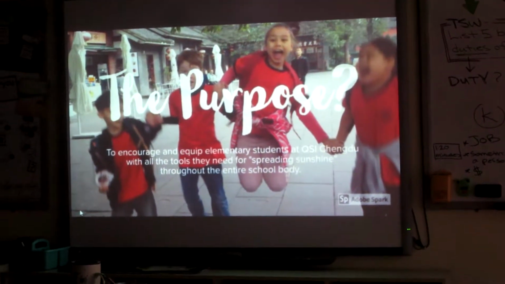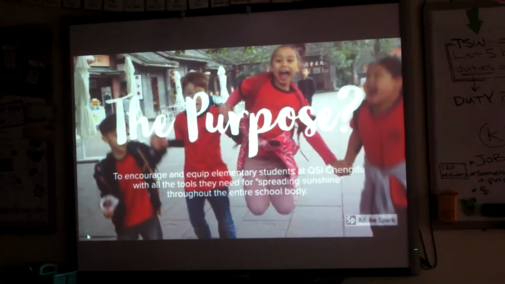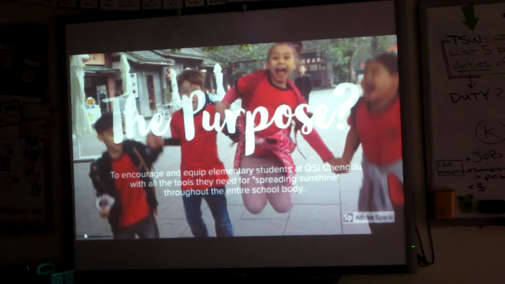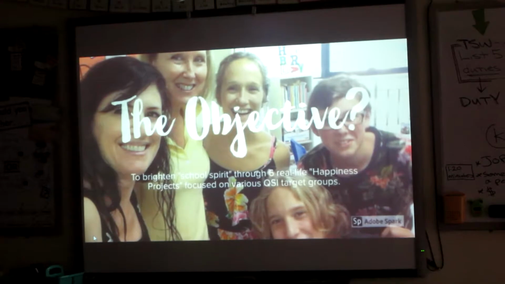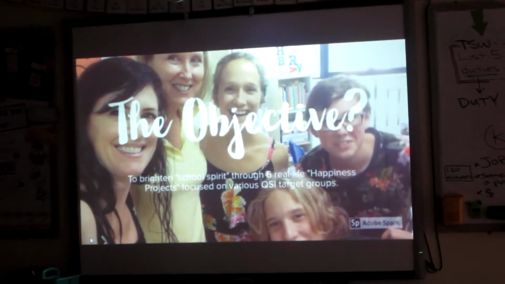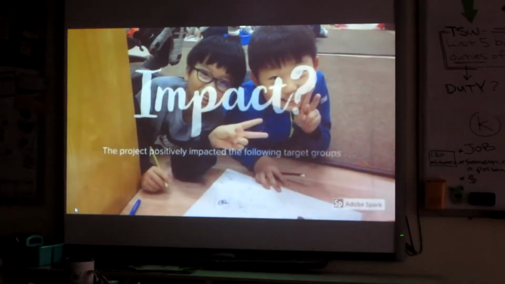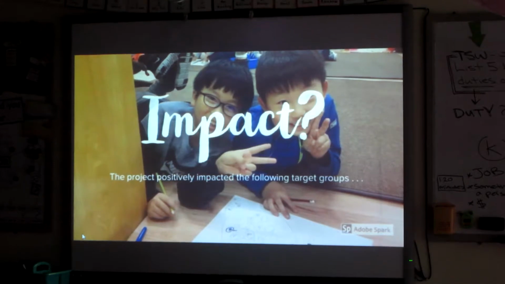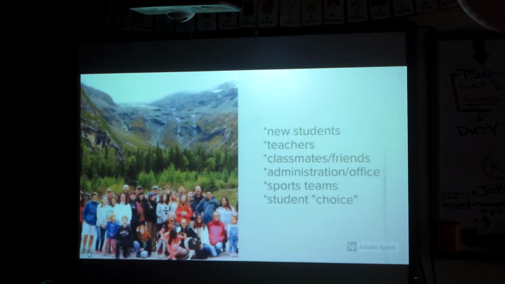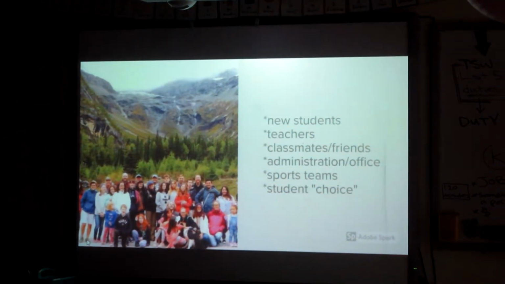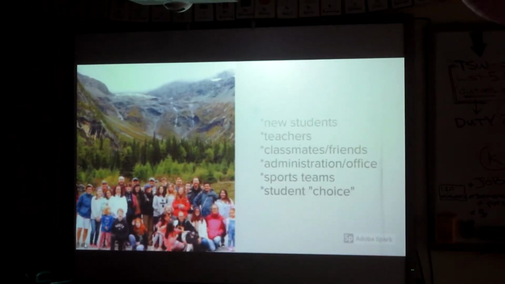So what is the purpose of the Happiness Project? To encourage and equip elementary students at QSI Chengdu with all the tools they need for spreading sunshine throughout the entire school body. What is the objective or goal? To brighten school spirit through six real-life happiness projects focused on various QSI target groups. The project positively impacted the following target groups: new students, teachers, classmates and friends, administration and office staff, sports teams, and a student choice happiness project.